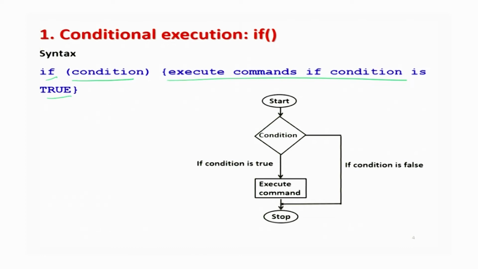In case you look at the flow chart of this if conditional execution, it goes like this: you start, you test a condition. Now, there are two options, the condition is true or the condition is false. If the condition is false, then we come and stop here, and if the condition is true, then we execute the commands and then the program is stopped. So, that is how the if condition works.